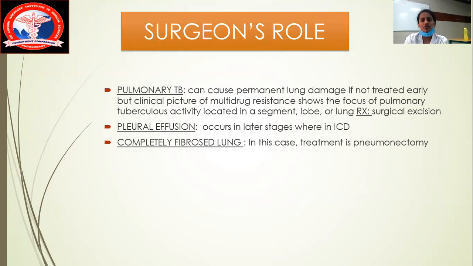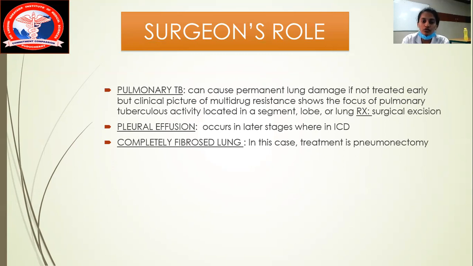Usually in pulmonary tuberculosis the patient can have permanent lung damage, and if you are going to treat him, the picture can also go beyond to multi-drug resistance. Therefore, there is a focus on pulmonary tuberculous activity located in a particular segment, lobe, or zone of a lung. So the important surgeon's role will be surgical excision. That is the recent advance that we have got.